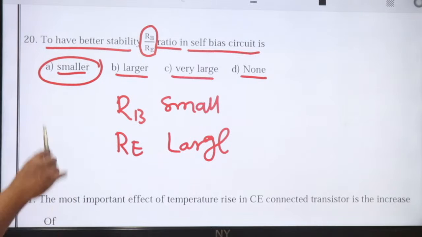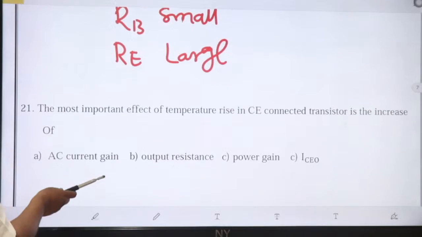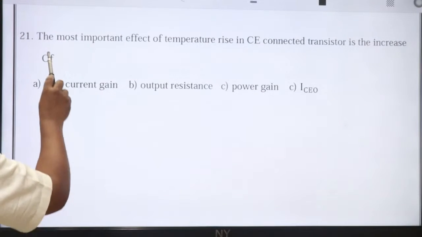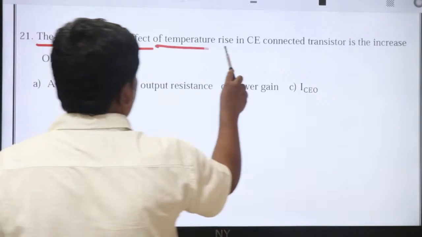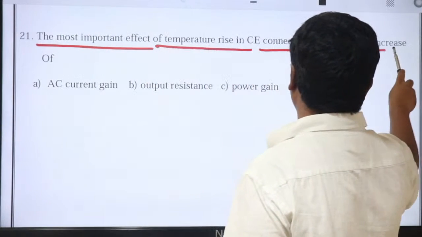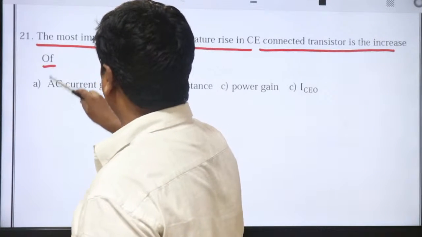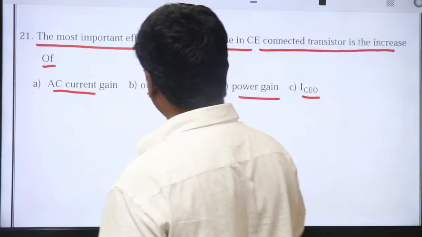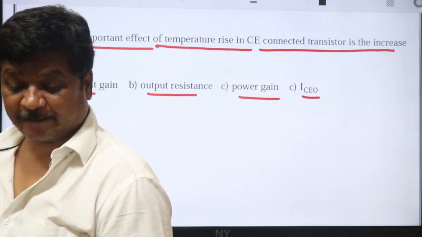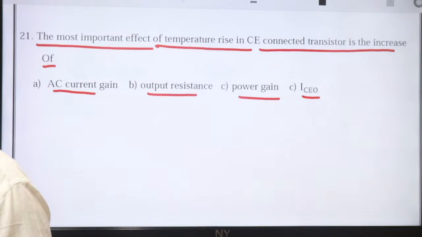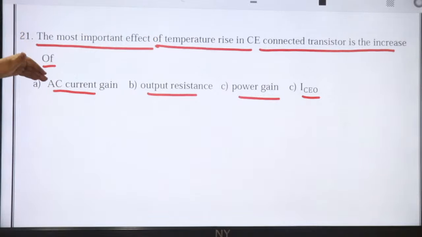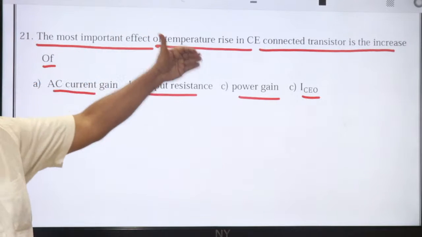Next question. What is the next question? The most important effect of temperature rise in a CE connected transistor is the increase of AC current gain, output resistance, power gain, or ICO. Tell me what would be the answer for this.